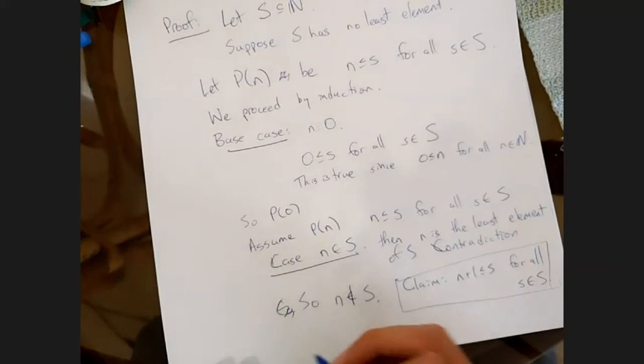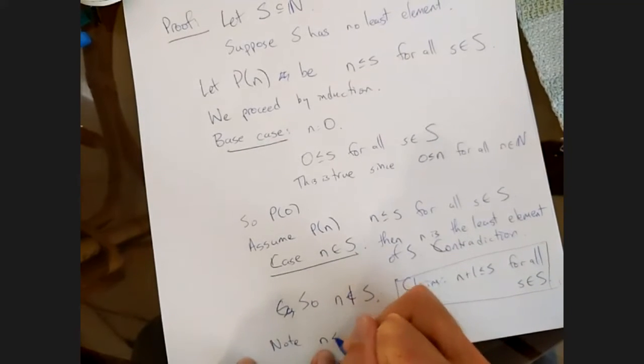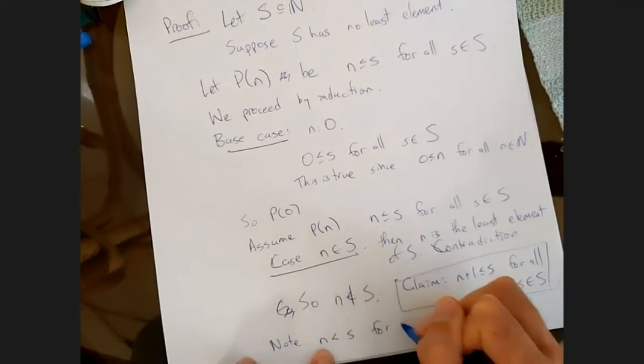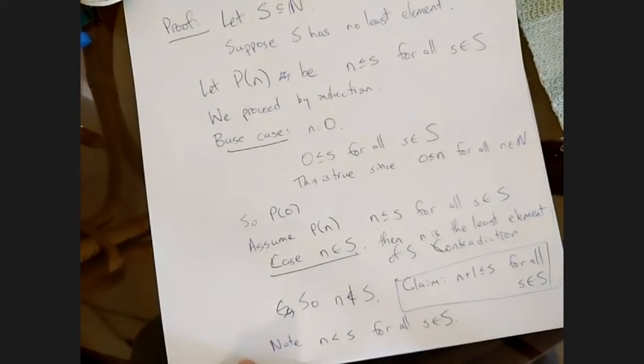So first, to prove this claim, note that n is less than s for all s. But one of the things we showed when we were proving that any two natural numbers are comparable is that if n is less than s, then n plus one is less than or equal to s.